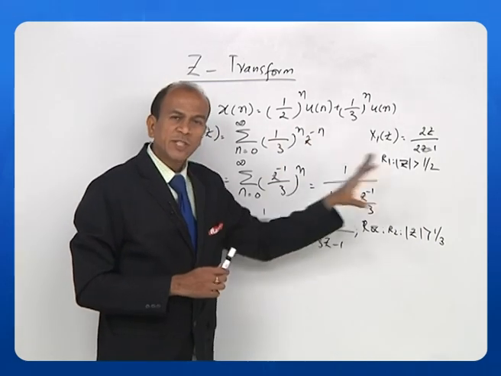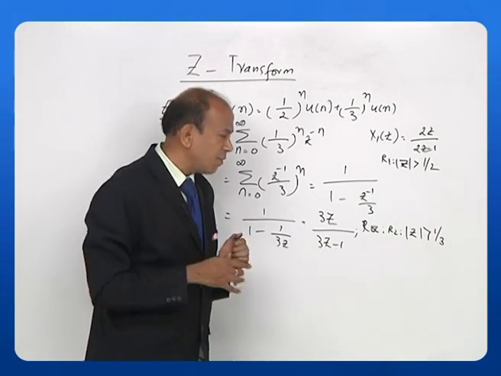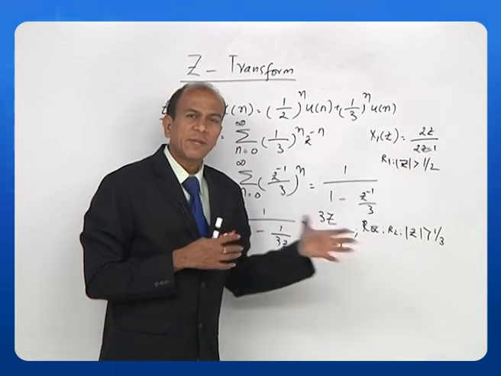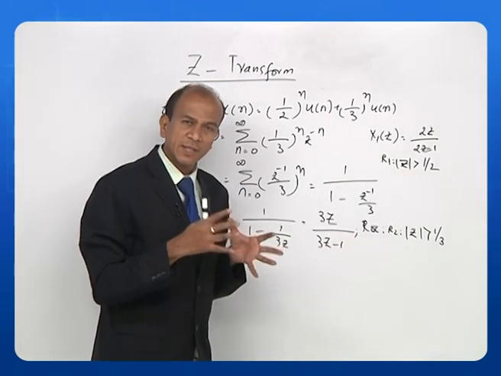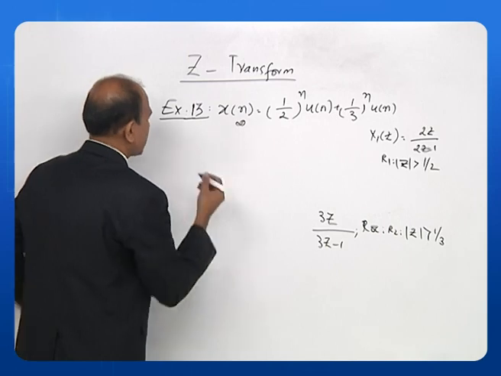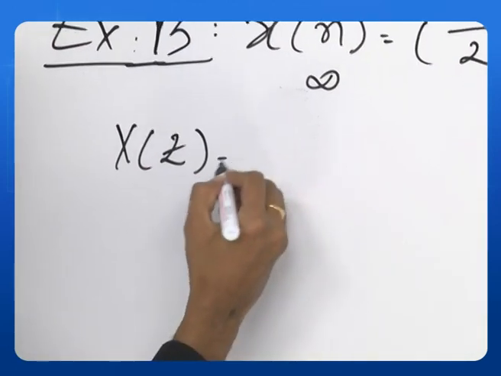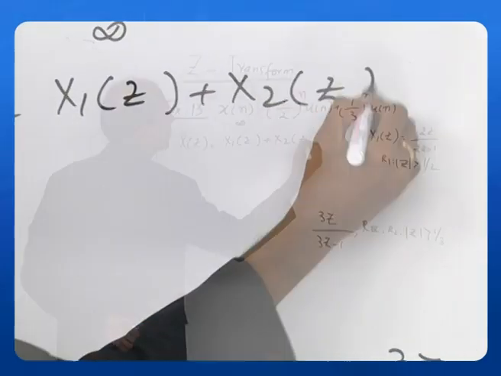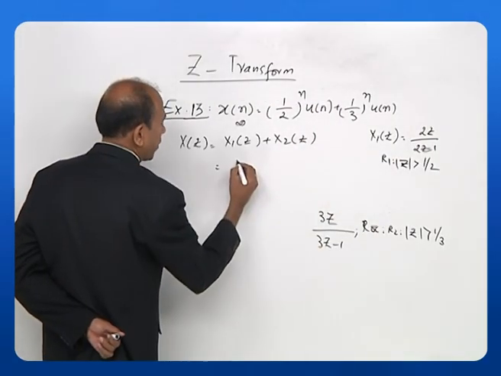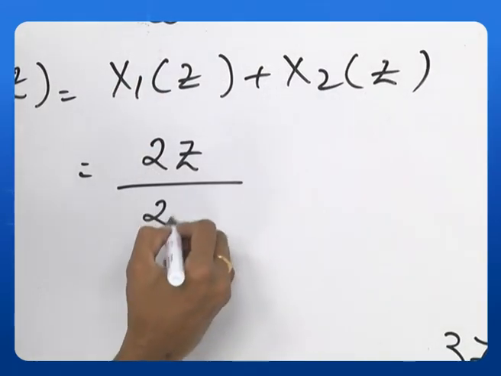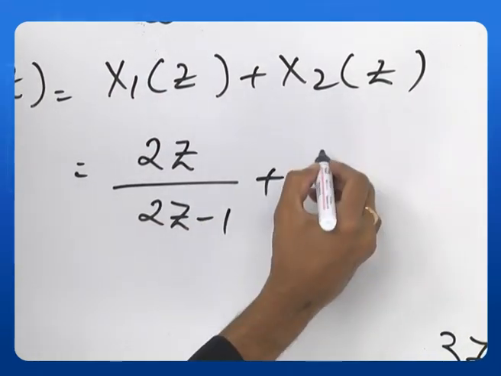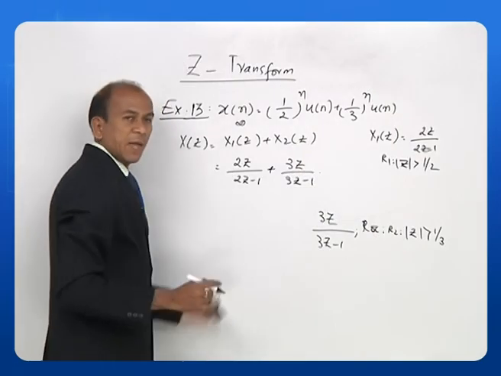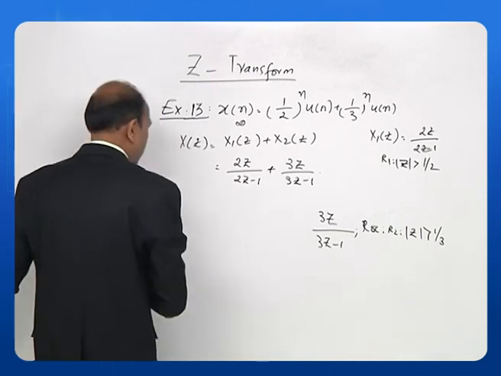Now what does the ROC say? The total ROC will be the intersection of these two ROCs. So the intersection of these two ROCs will be the resulting ROC for such a signal. Let us see this. Okay, now let us put x of z. x of z is equal to x1 of z plus x2 of z. So that is equal to x1 of z, which we already know, 2z by 2z minus 1 plus 3z by 3z minus 1. Actually, you can simplify this. Let us take the simplification.